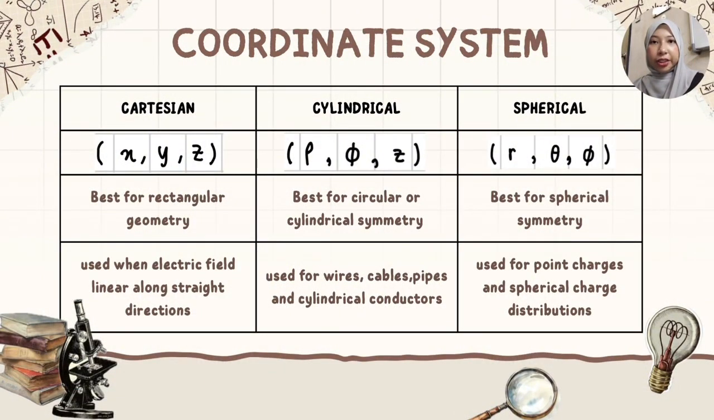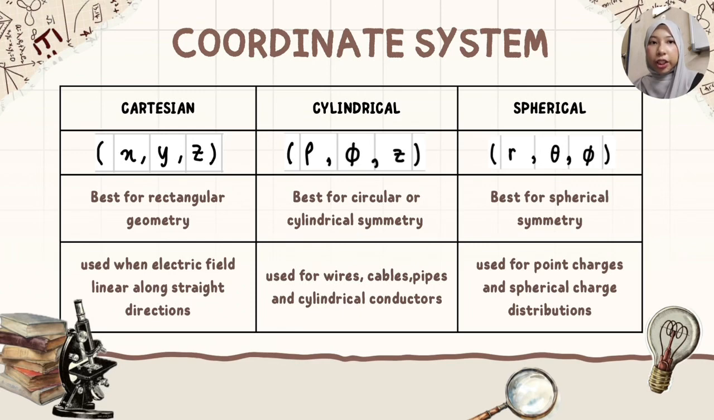For coordinate system, there are three coordinate systems used in electromagnetics: Cartesian, cylindrical, and spherical. In the Cartesian coordinate system, the position is represented by x, y, and z. This system is suitable for rectangular objects and is the simplest coordinate system.